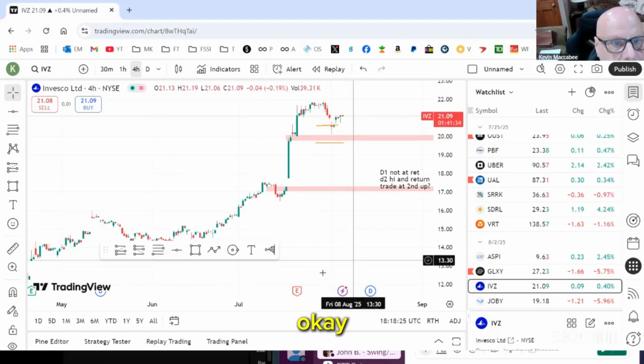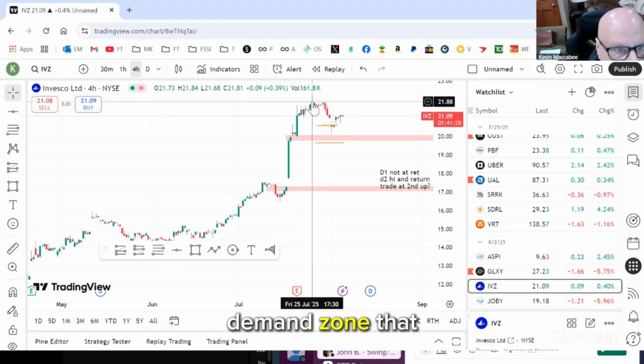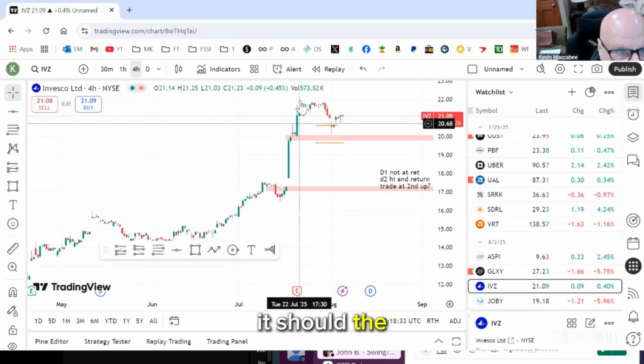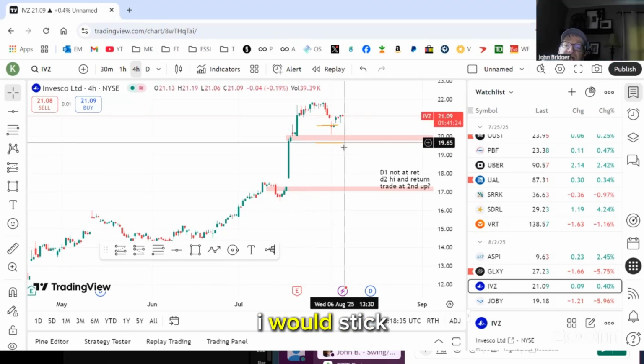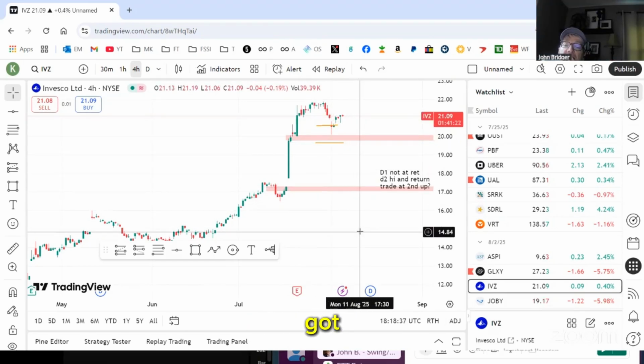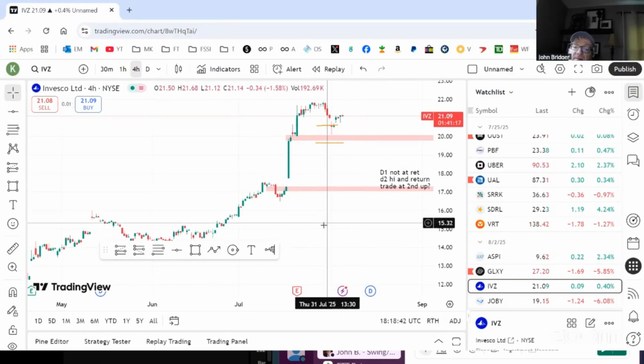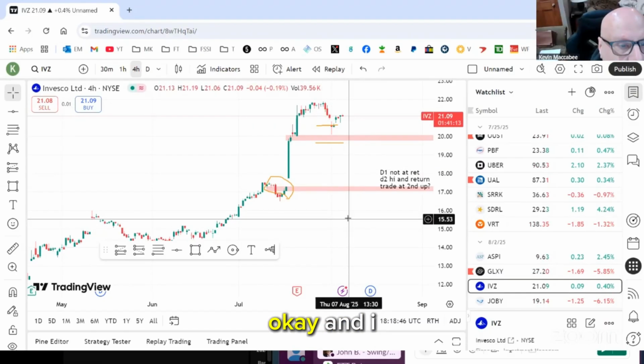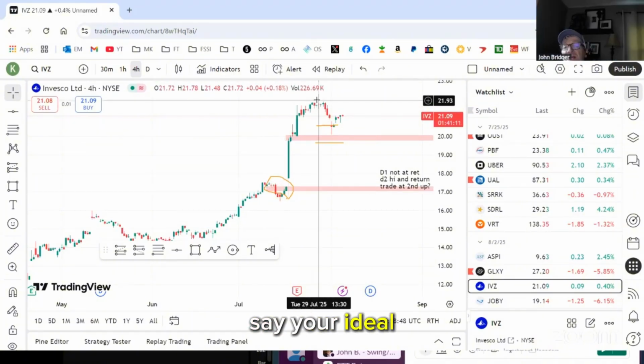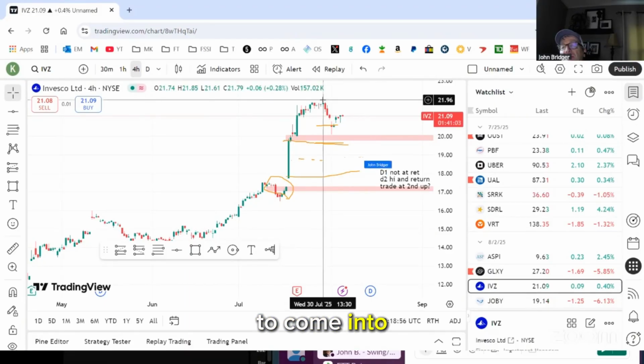Traded second up. Okay. This was the first demand zone that I made here, and the fib. It didn't hit. In this case, I would stick to the lower one. This one right here, that would be your base for your fib. And I would say your ideal situation is I would draw this support box here with this midline, and I'll be looking for price to come into that and reverse. That would be my sweet setup trade.